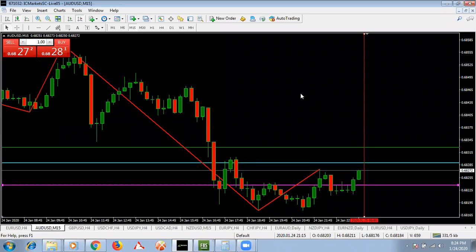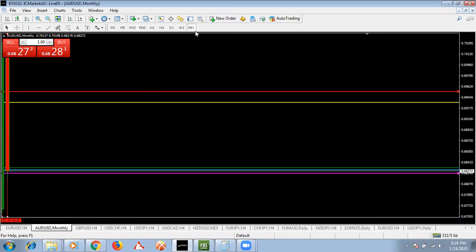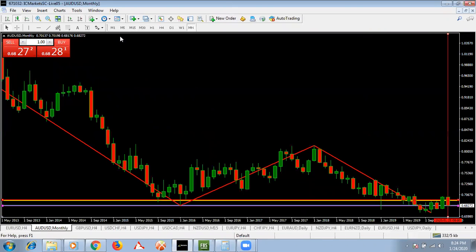Good evening. Here is my bias for Aussie USD. Now, if you go to the monthly chart, let's start from the monthly time frame.